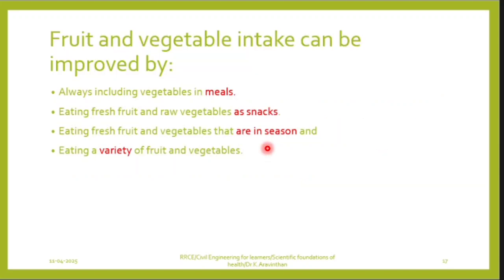So by improving your vegetable intake, you can improve your diet. You can have a good meal, change your snacks. Whatever snacks you are having, change your snacks. By that you can improve your vegetable and fruit intake. Then eat whatever seasonal fruit is available. And the last one is eating a variety of fruits and vegetables.